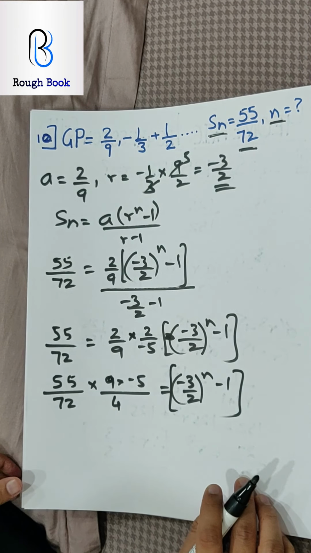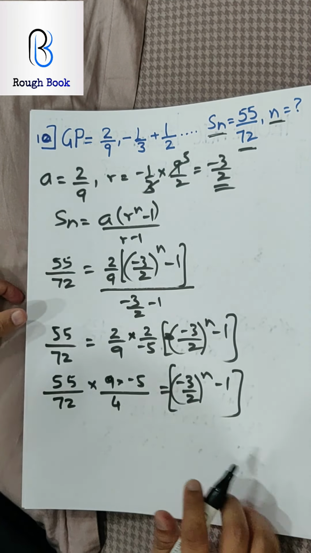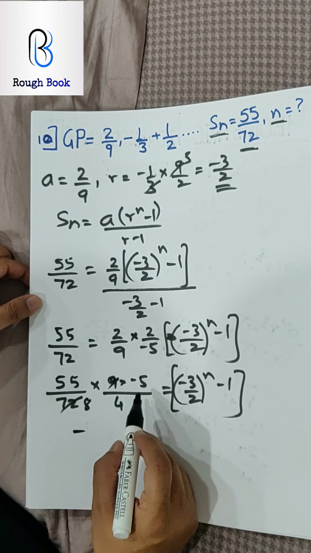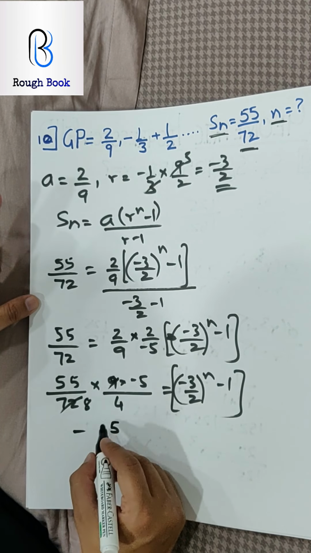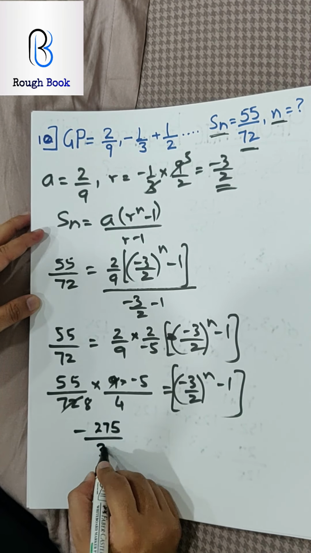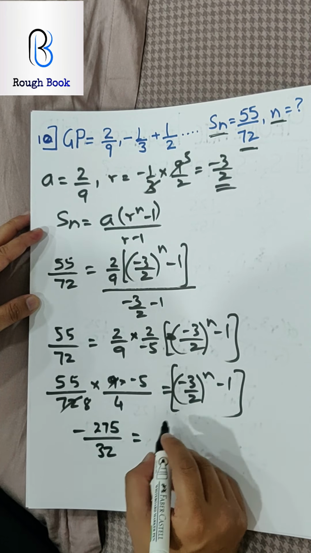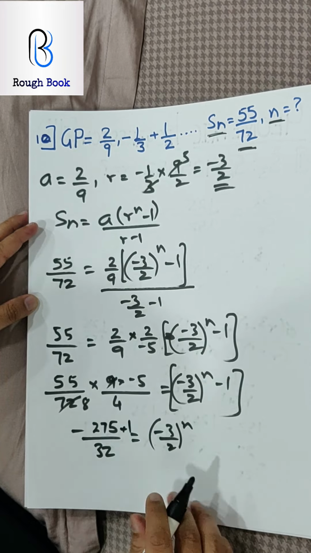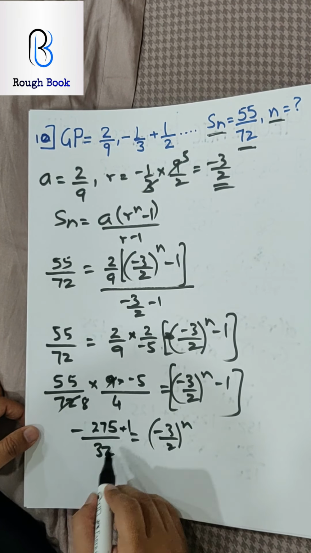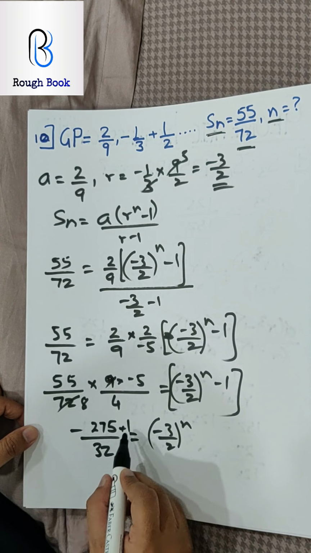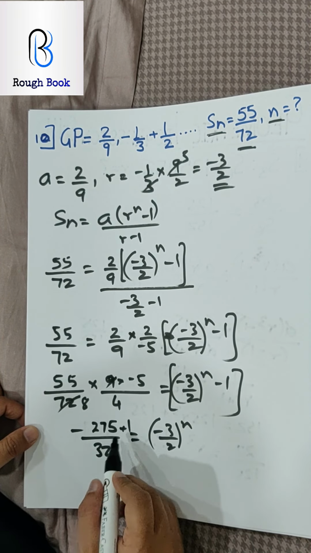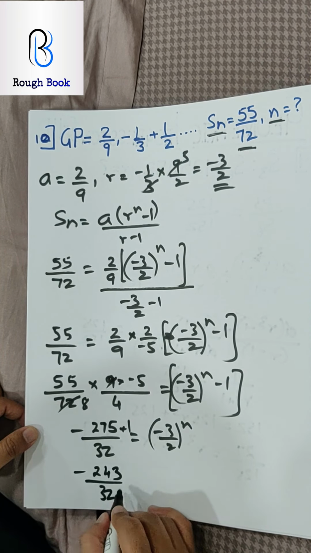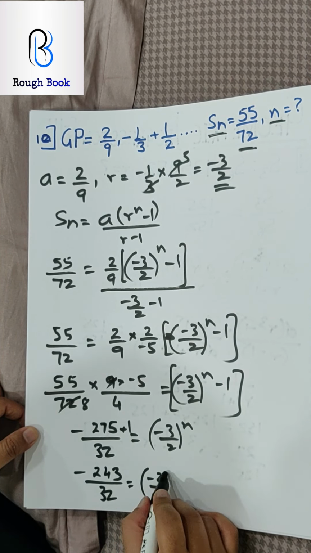Are you with me till here? Can I cancel anything? Yeah, I can. 9 ones are 9, 9 eights are 72. 55 into 5, I'll have to multiply with the minus sign. So 5 fives are 25, 275. 8 fours are 32. Minus 1, I can push to the other side, making it plus 1. So when I make it plus 1, I'll have to take the LCM. So minus 275 plus 32. That will subtract, so I will get minus 243 upon 32, equals minus 3 by 2 raised to n.